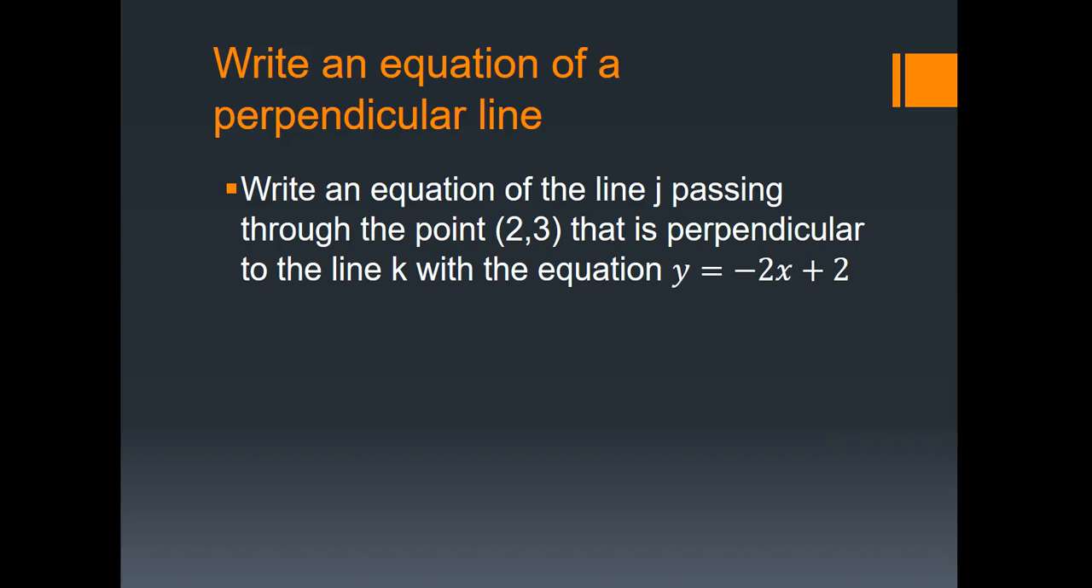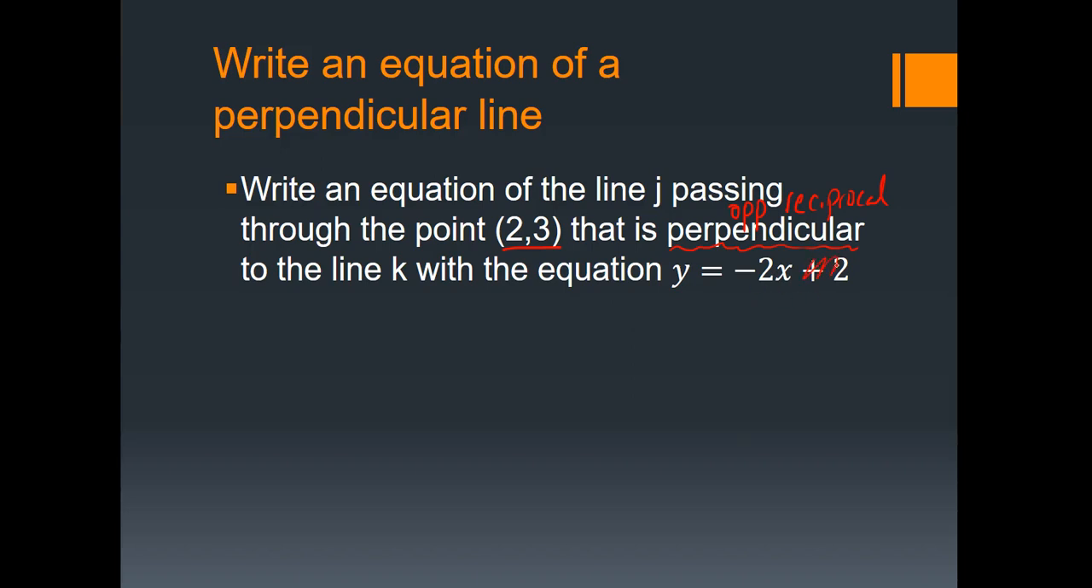Alright, write an equation of a perpendicular line. Write an equation of a line J passing through the point 2, 3 that is perpendicular. So remember, perpendicular, we need an opposite reciprocal for the slope. And it's perpendicular to line K, which is y equals negative 2x plus 2.